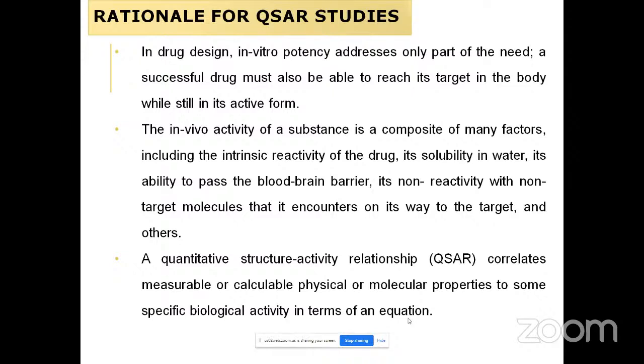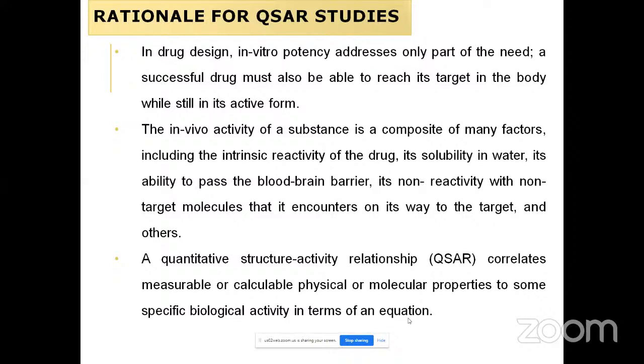So due to the importance of this ADME, that kinetic behavior of the molecule in the biological activity process, we must have a system which can predict both parts, the kinetic and also the dynamic. So that's why the QSR has evolved.